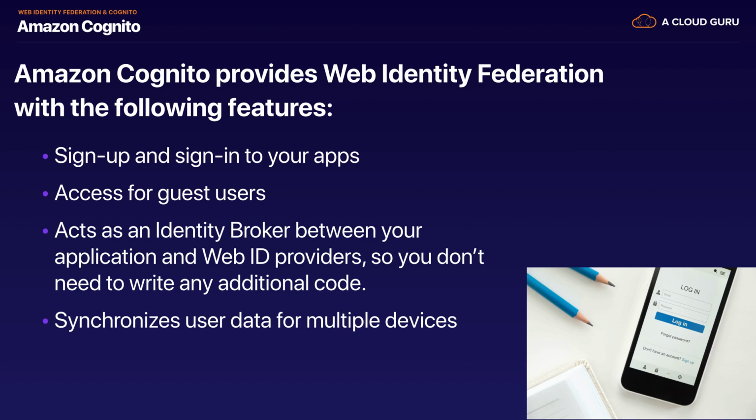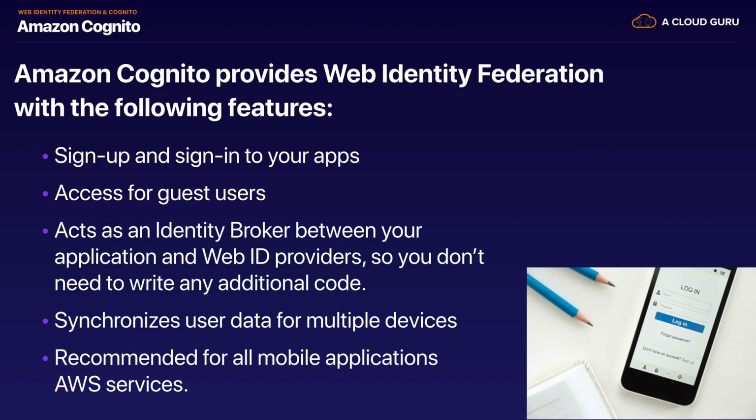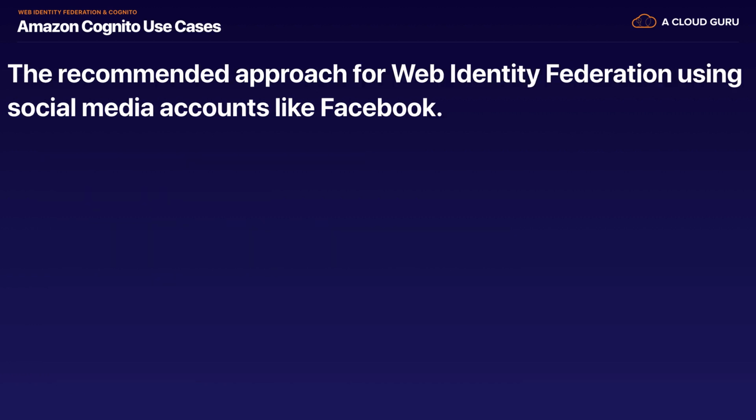So if you go in and change your username or maybe an email address or whatever on your mobile phone, those settings and changes will be replicated out to your other devices as well. And basically, Cognito is recommended for all mobile application AWS services. So that's all that Cognito is. It's a Web Identity Federation service by Amazon.